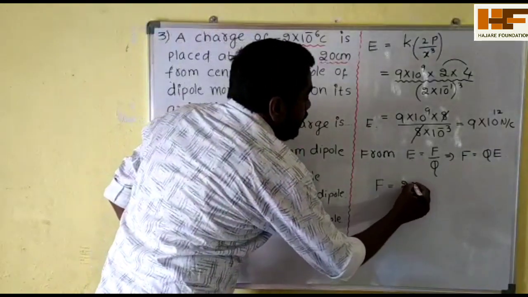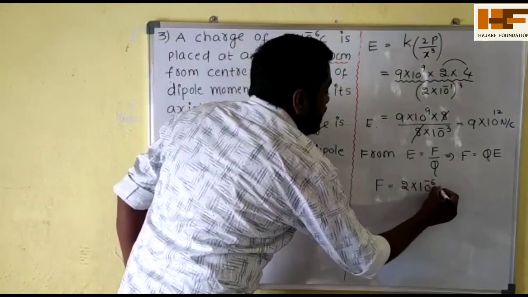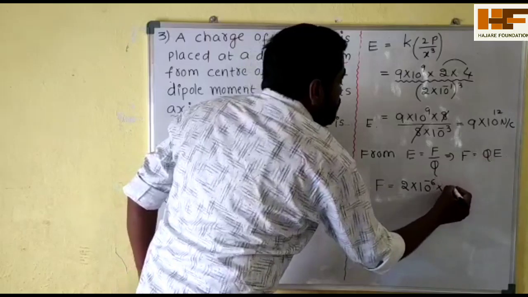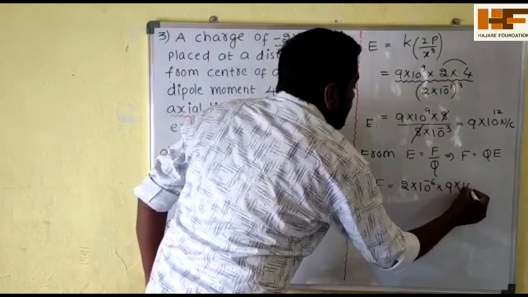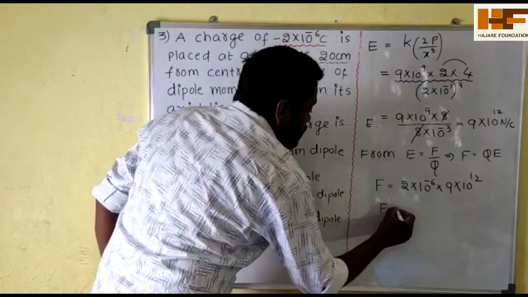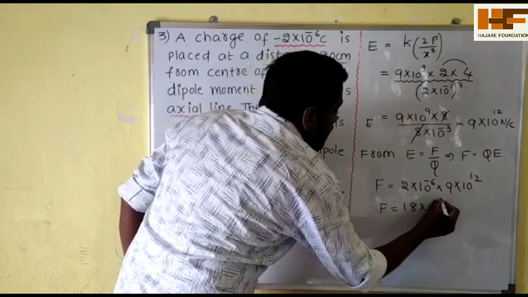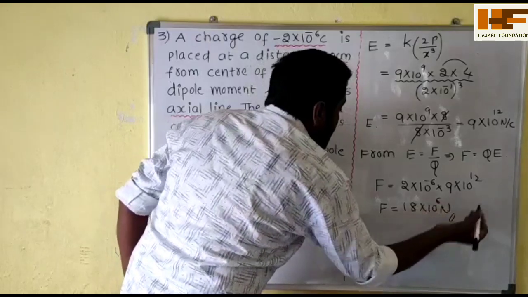I am taking that 2 into 10 power minus 6, 10 power minus 6 into E. How much did you get? 9 into 10 power 12. If you simplify, you can get F is equal to 2 nines are 18 into 10 power 6 Newton. This is the correct answer.